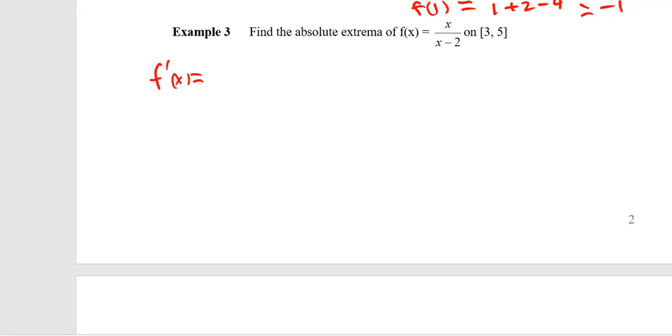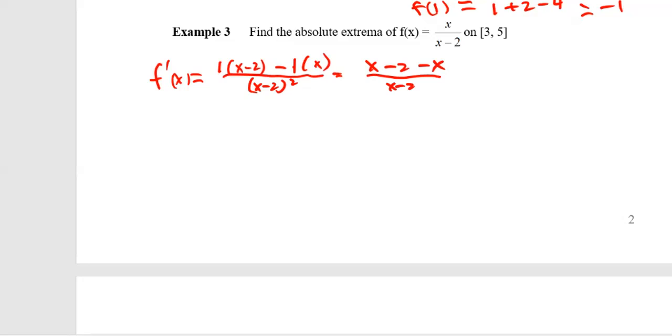So derivative of the numerator is a 1 times the denominator minus the derivative of the denominator, which is a 1 times the numerator. All divided by denominator squared. So this is x minus 2 minus x over x minus 2 squared. That's just a negative 2 over x minus 2 squared.